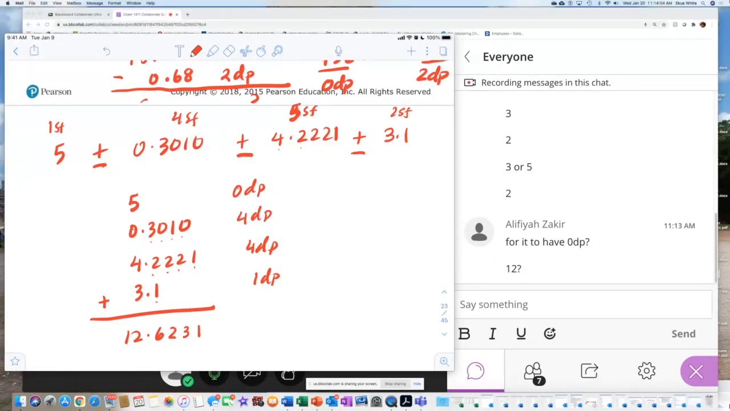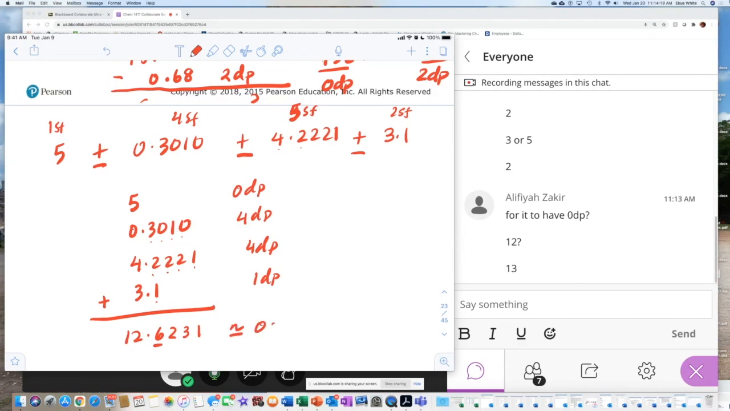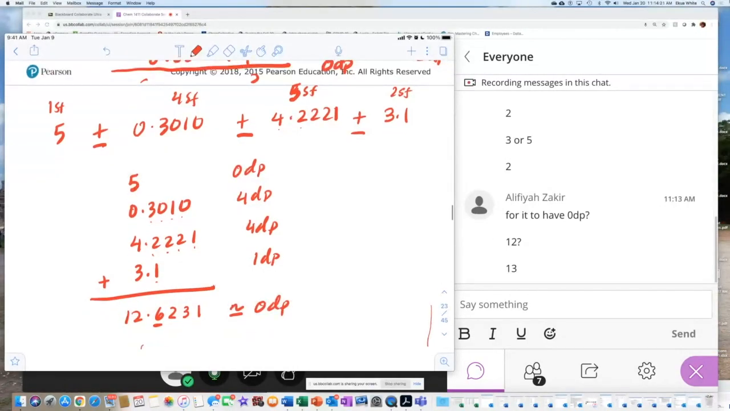You want to round it up, because you see how you have a 6 here? Because this number is equal to or greater than 5. So yes, your answer will have to have 0 decimal places. So it will have to be 13. That's why I gave you all these other numbers here as distractors, on purpose.